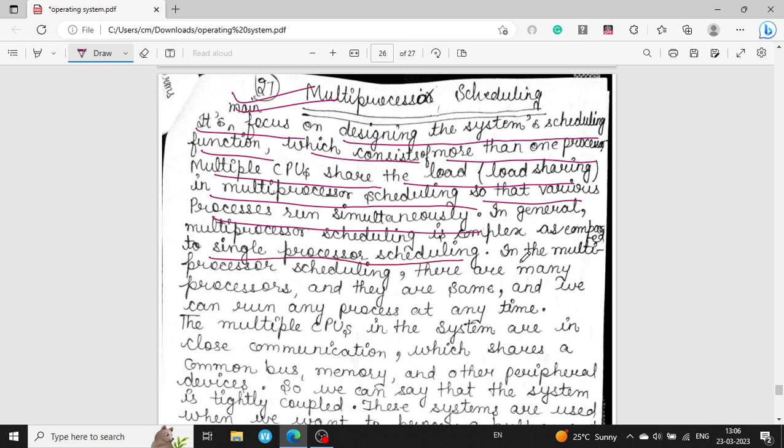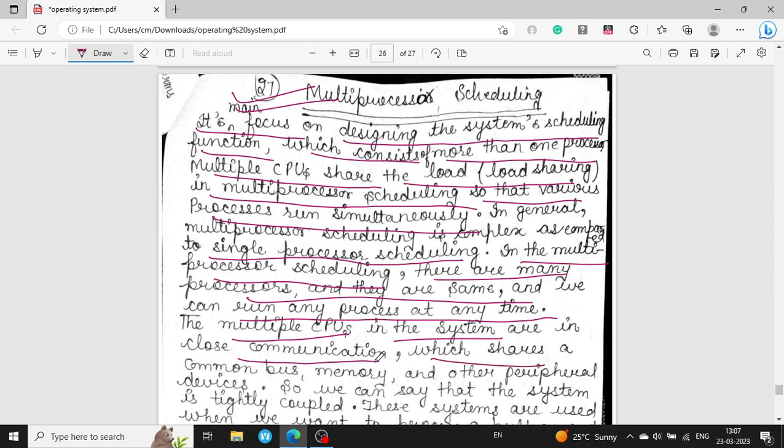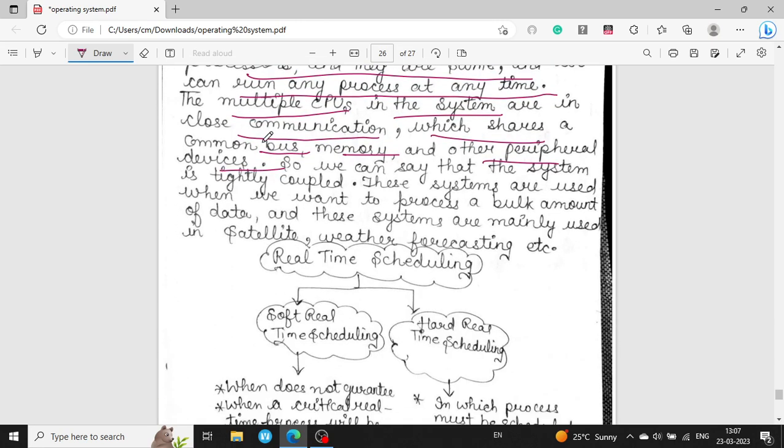In multiprocessor scheduling, there are many processors, and they are the same. We can run any process at any time. The multiple CPUs in the system are in close communication, which shares a common bus, memory, and other peripheral devices. So we can say that the system is tightly coupled, and these systems are used when we want to process a bulk amount of data. These systems are mainly used in satellites, weather forecasting, etc.